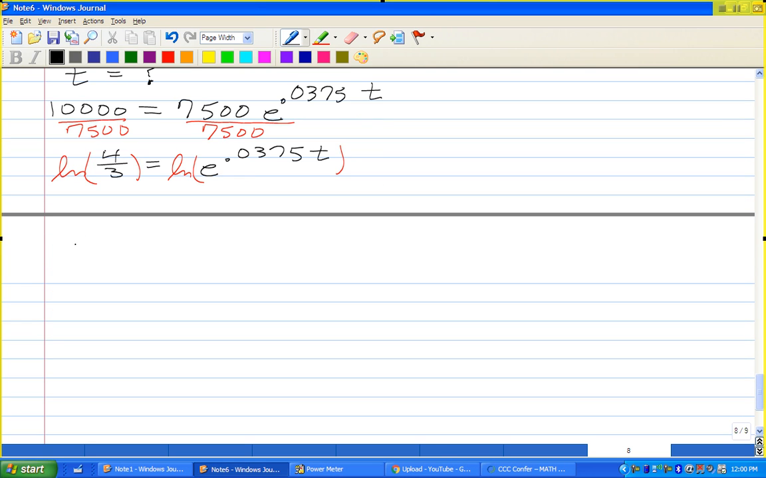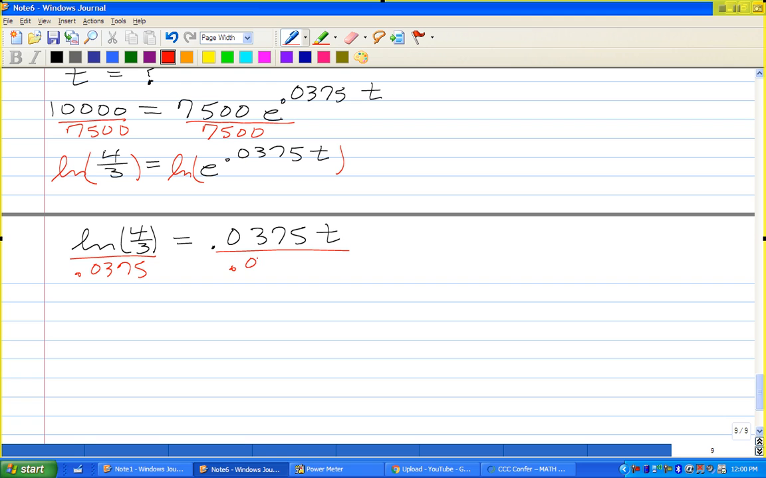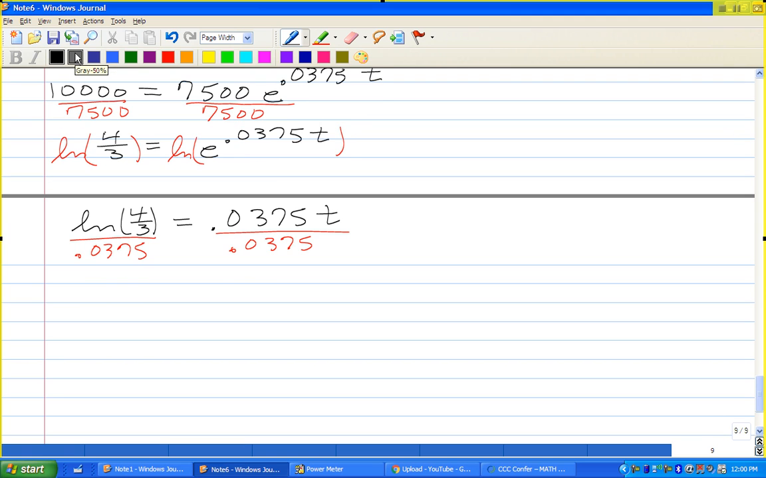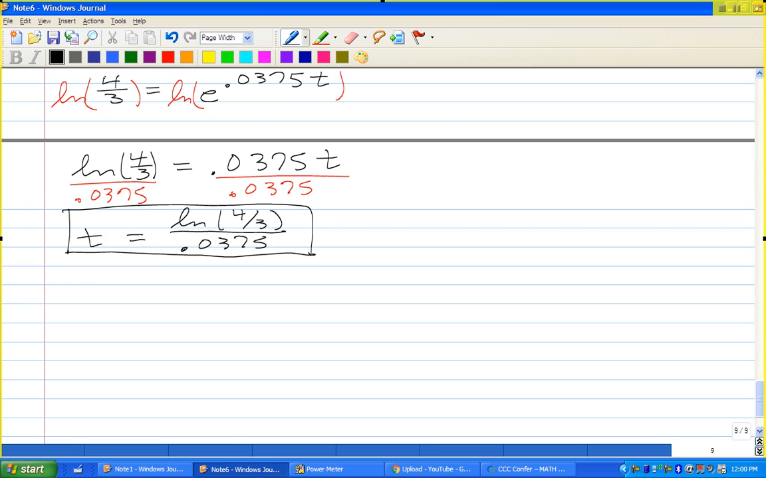So this is equal to ln 4/3. Ln of e to any exponent is the exponent. Divide both sides of your equation by 0.0375, and so t is equal to ln 4/3 over 0.0375. Plugging that into your calculator, ln of 4/3 divided by 0.0375, you get 7.67152192 years.